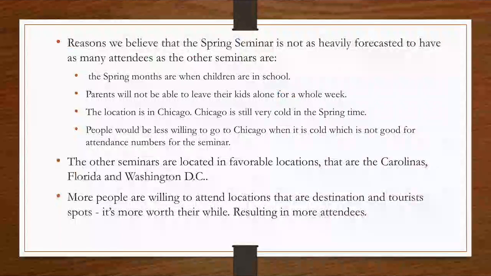Reasons we believe that the spring seminar is not as heavily forecasted to have as many attendees as the other seminars are: The spring months are when children are in school. Parents will not be able to leave their kids alone for a whole week. The location is in Chicago. Chicago is very cold in the springtime. People would be less willing to go to Chicago when it is cold, which is not good for attendance numbers for the seminar.